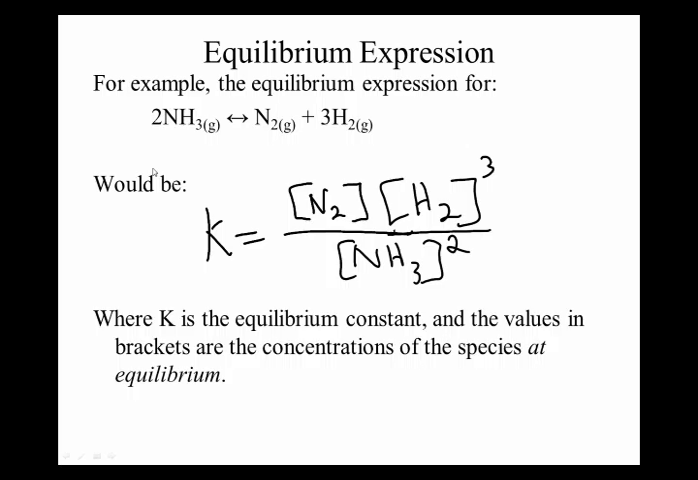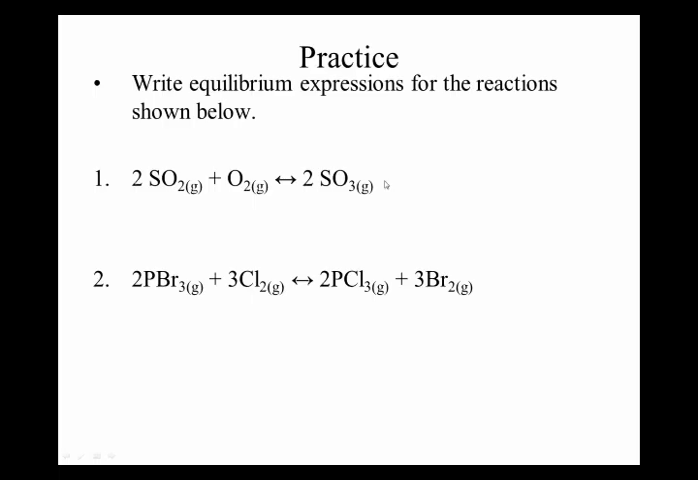So again, products over reactants, where K is the equilibrium constant, and the values in brackets are the concentrations of species at equilibrium, not any other point. This has to be at equilibrium. All right. Take a moment and practice writing these.